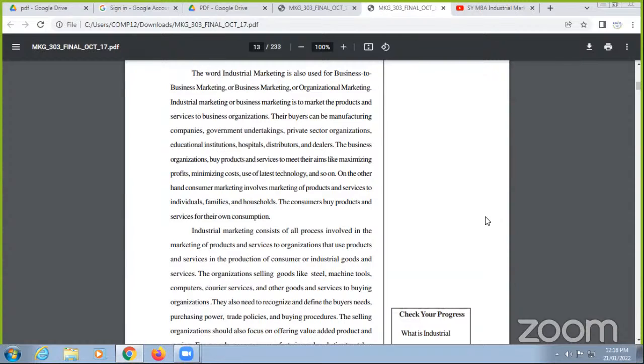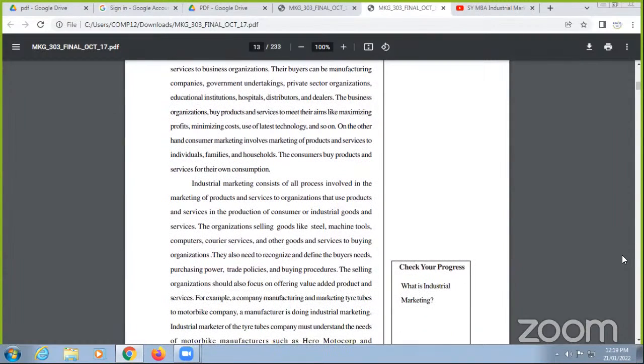The business organizations buy products and services to meet their aims like maximizing profits, minimizing cost, and use of the latest technology, and so on. Industrial marketing consists of all processes involved in the marketing of products and services to organizations that use them in the production of consumer or industrial goods and services. The organizations sell goods like steel, machine tools, computers, courier services, and other goods and services to buying organizations. They also need to recognize and define the buyer's needs, purchasing power, trade policy, and buying results. The selling organization should also focus on offering value-adding products and services.